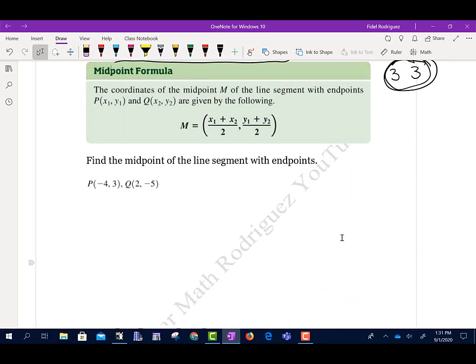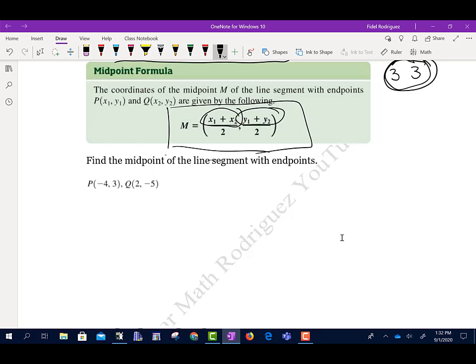Okay, so another formula we have is something called the midpoint formula. It says the coordinates of the midpoint of the line segment with endpoints P1, which has coordinates x1 and y1, and the second point Q, which has coordinates x2 and y2, are given by the following. Here is my midpoint formula. Look at what we're doing. We're taking two numbers, adding them together, and dividing by 2, and then doing the same with two other numbers. Really what we're finding, guys, is the average of those two numbers.